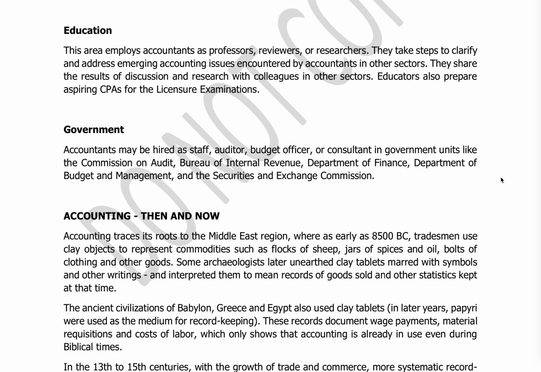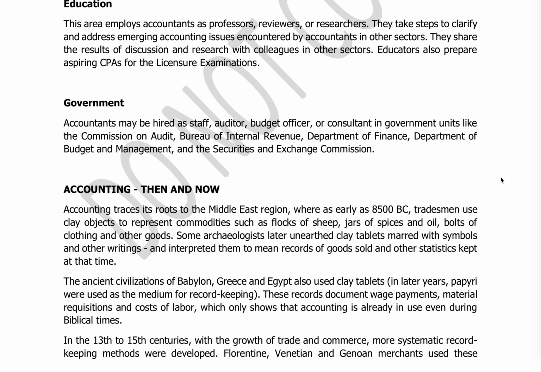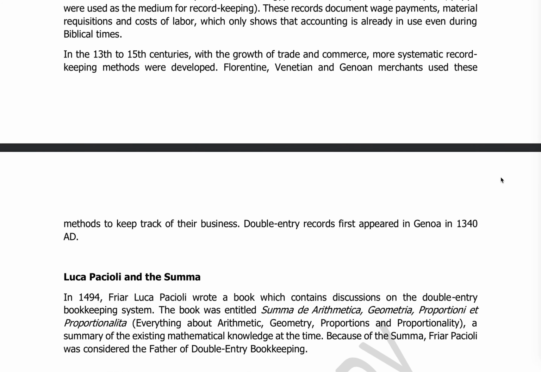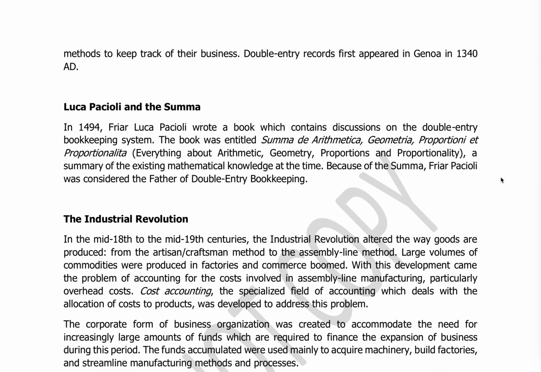How about the government? So, accountants in government are hired as consultants, as staff, auditors, budget officers in all the agencies or all the branches of the government, the LGUs, the different GOCCs, and so on. So, that is government practice. Okay, so let's not discuss this anymore.